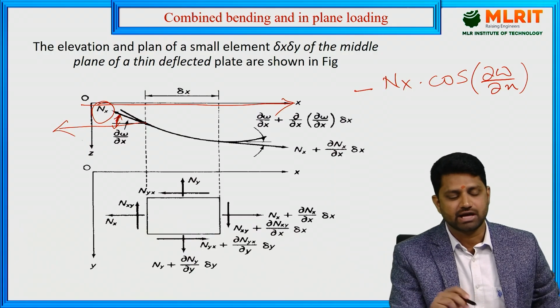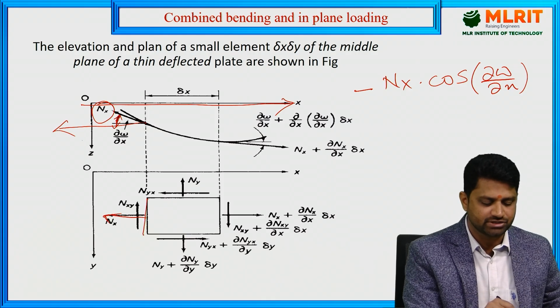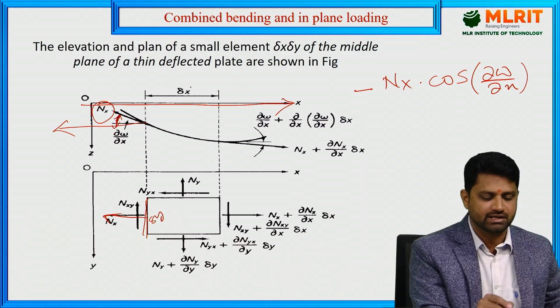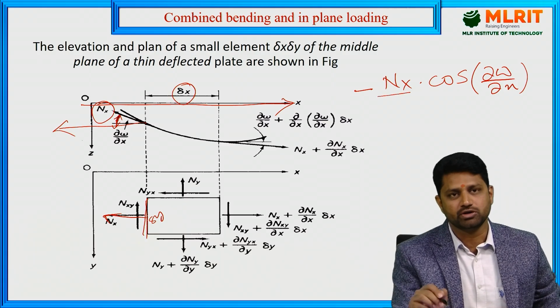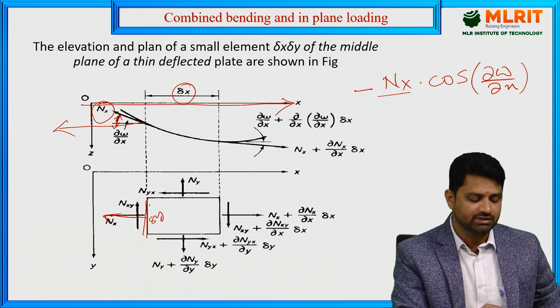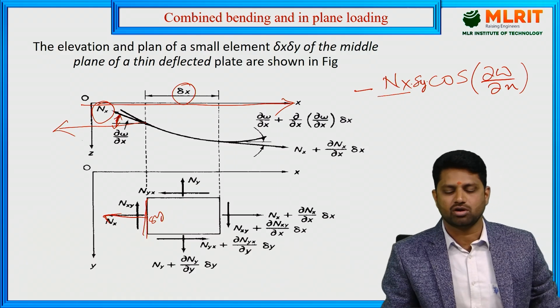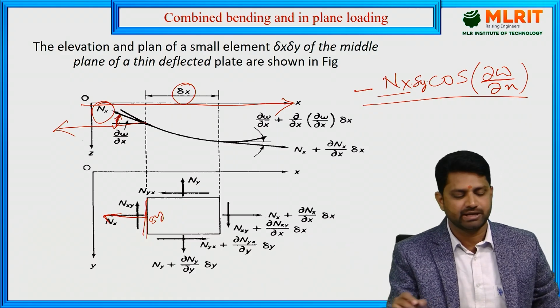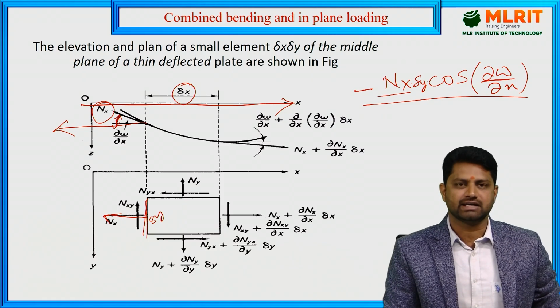But here we have to remember Nx is the force which is acting on which edge? The vertical edge. For the vertical edge, the length is δy, whereas the horizontal length it isn't. So Nx is the force per unit length, so you have to multiply with the length on which it is acting. So Nx into δy, and then you have to take the cos of the component. So this is the force equilibrium with respect to the Nx load that is acting in the negative x direction.